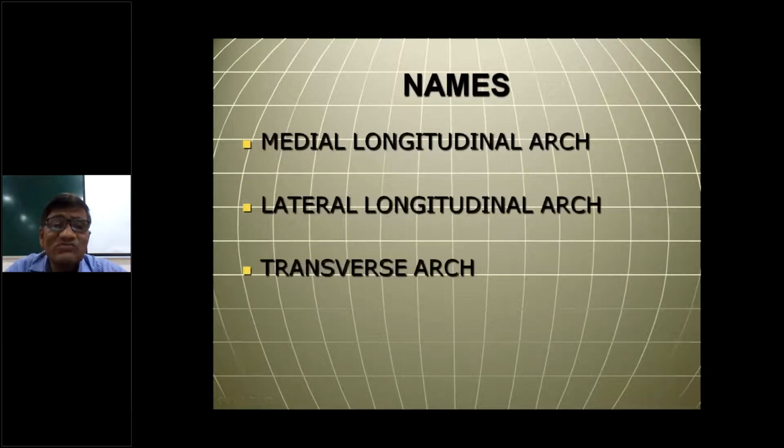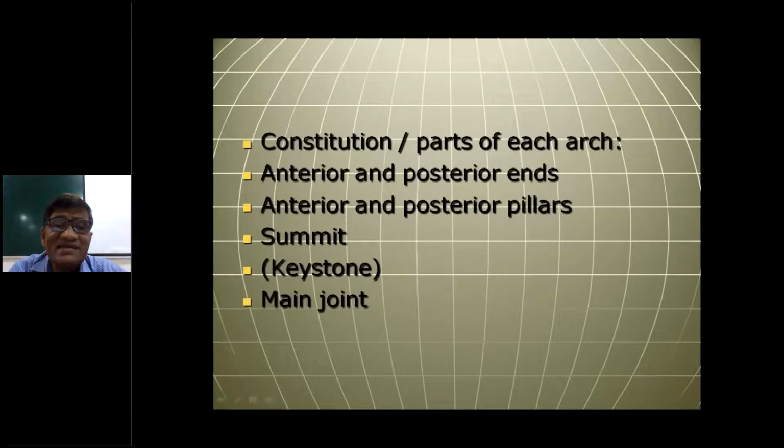Now, what are the arches that we have in the foot? We have two arches lengthwise, anteroposteriorly, and then one transverse arch. So arches are appreciable in either axis, in a sagittal axis or transverse axis. Sagittally, we have two arches, medial longitudinal arch, lateral longitudinal arch. Transversely, transverse arch. So we will learn each of these arches according to what are described in the previous slide, according to these headings.